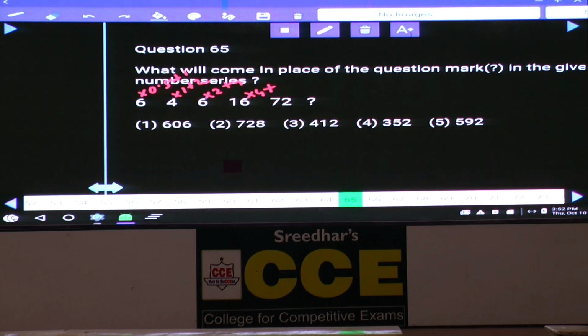8. And 0.5, 1, 2, 4, next one is into 8 plus 16. Now 72 into 8 plus 16, 2 into 8 is 16, plus 16 is 32, the last digit. Yes, what is the answer here? Now 592 is the number. Into 0.5 plus 1, into 1 plus 2, into 2 plus 4, into 4 plus 8, and into 8 plus 16.